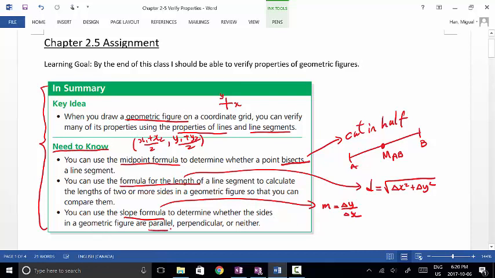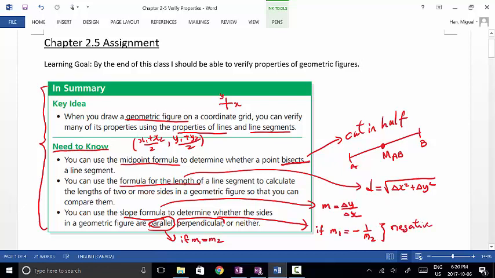to determine whether the sides in a geometric figure are parallel. So when are the lines parallel? Well, if the slopes are the same, right? So if m1 equals m2, then they're parallel. What if they're perpendicular? Well, perpendicular means that m1 is equal to the negative of 1 over m2, which means negative reciprocal of each other, right?